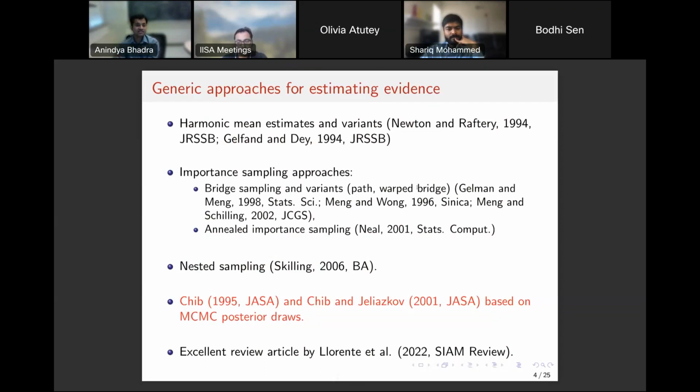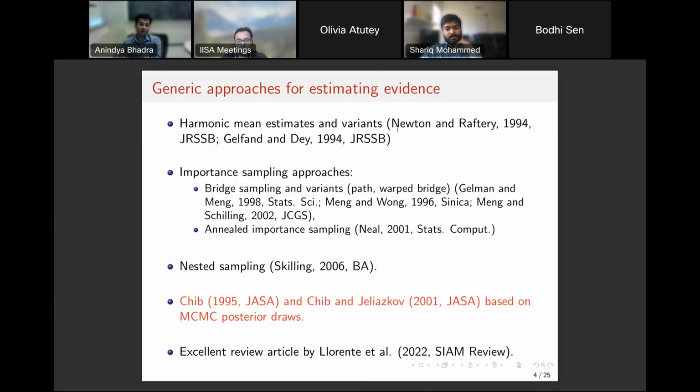So the first thing is that you can use the so-called harmonic mean estimate by Newton and Raftery, the JRSSB paper. And there are some variants: instead of using a plain harmonic mean, you can use a weighted version of that, by Gelfand and Dey. It's easy to show that under very mild conditions, these estimates will have infinite variance. Okay, so that's harmonic. Not just in Gaussian, nothing to do with Gaussian graphical models. They will have infinite variance in many other models as well.